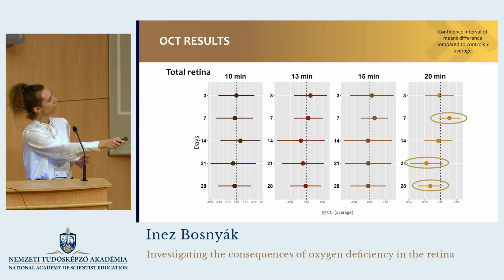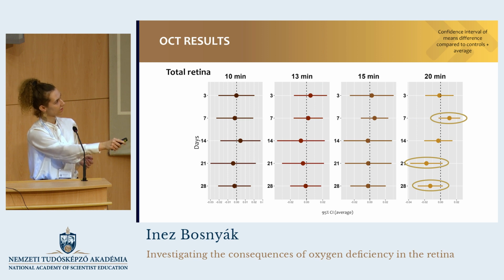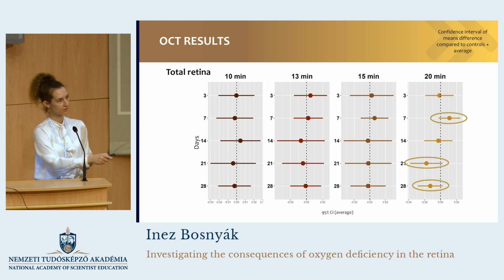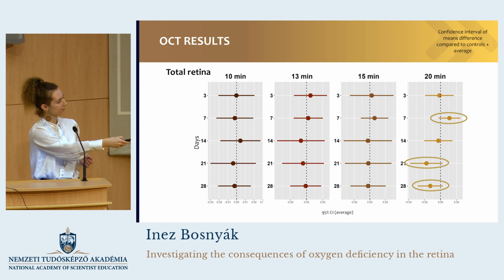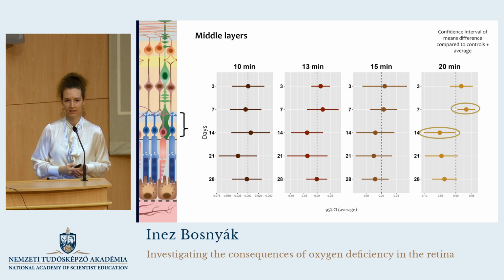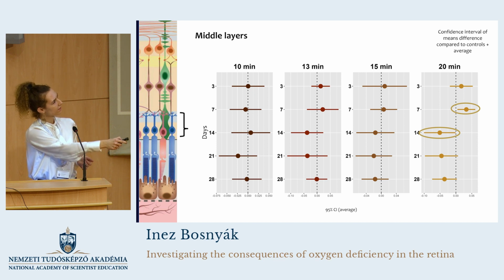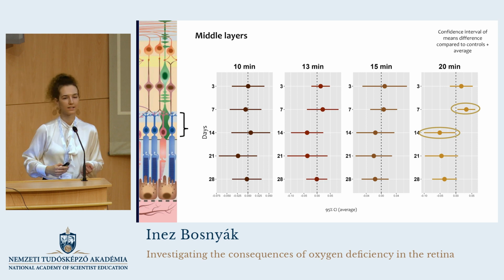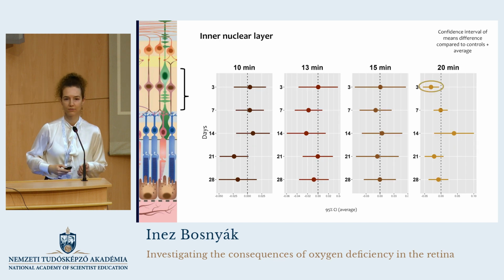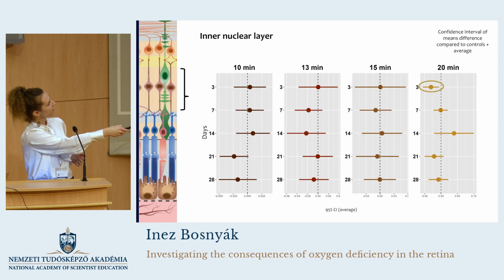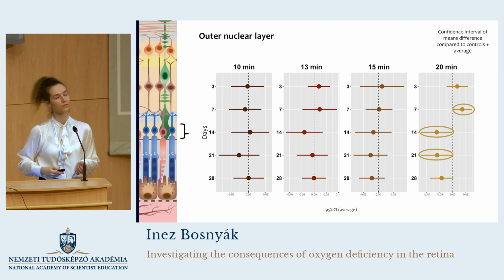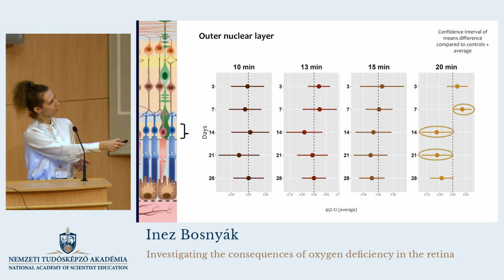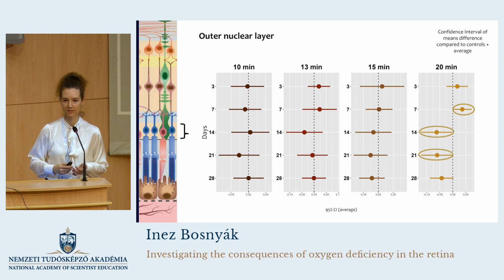So as you can see, we did not experience significant change in the total retina. However, the change was almost significant in case of the 20 minutes groups. So you can see the middle layers of this picture, and the middle layers significantly changed 7 and 14 days after the surgery in the 20 minutes group compared to controls. And similar results were found in case of the inner nuclear layer and in case of the outer nuclear layer as well. So 7, 14, and 21 days after the surgery, we experienced significant change in the outer nuclear layer in case of the 20 minutes groups.